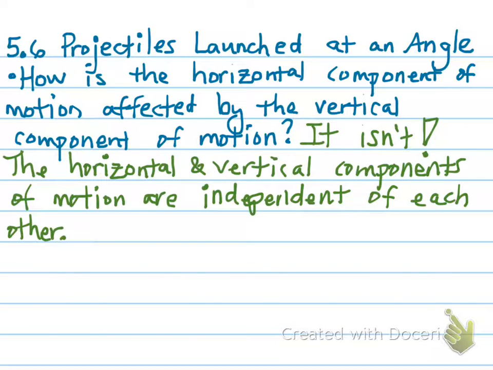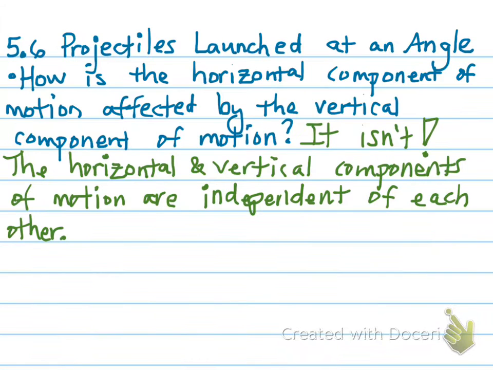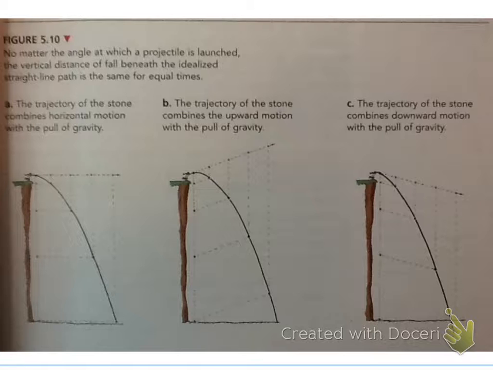That's what we were looking at in this picture. That isn't changing now because we're starting to talk about launching something up at an angle. Those components, that up and down and that left to right portion of those motions, they're still independent of each other. They don't depend upon one another. So we're going to take a look at figure 5.10. Again, I should be able to pull this up for us. So here we go. Figure 5.10.